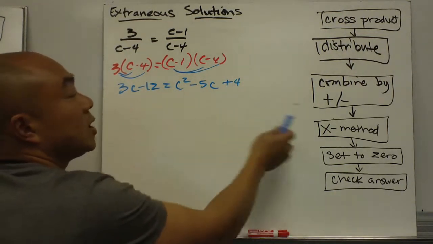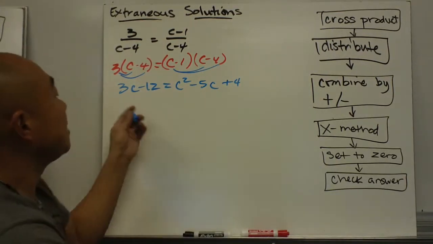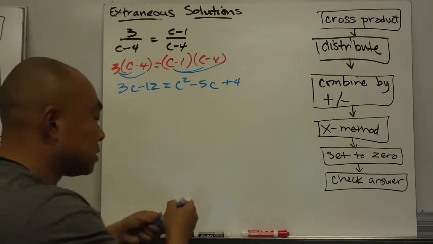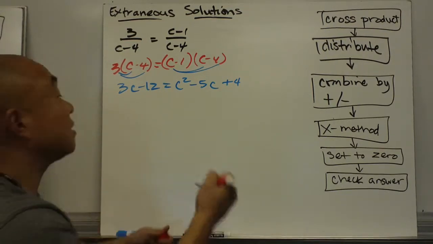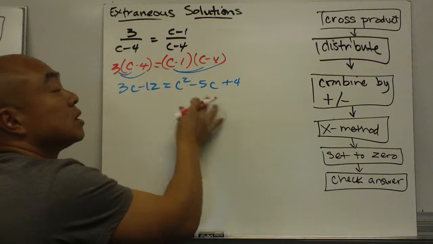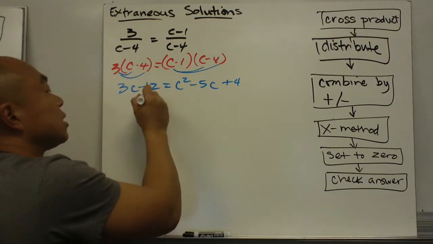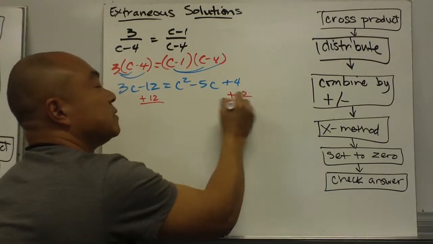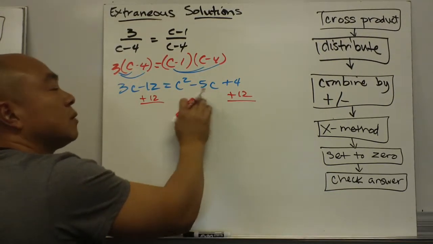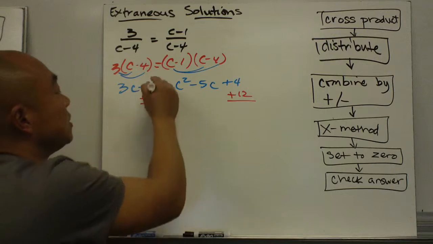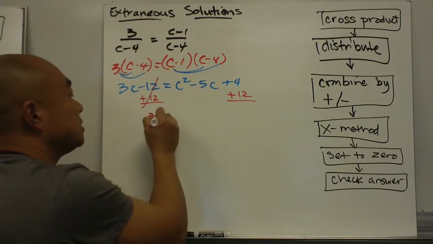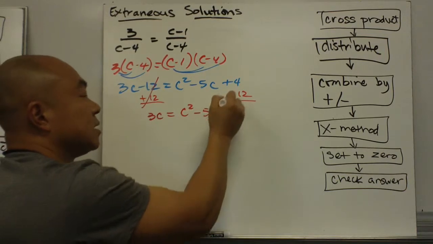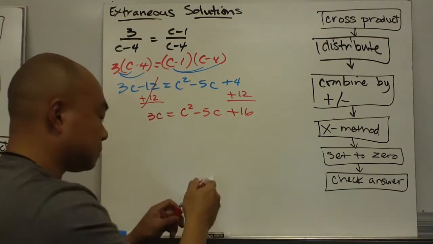Now we're going to combine by adding or subtracting on both sides. Since all of my numbers are on this side, I'm going to start subtracting and adding my numbers here to here. Make sure that you're combining like terms. Let's start off with the 12. I'm going to add 12 here. Since I'm adding 12 here, I can only add 12 to this. I can't add 12 to this or either one because they do not have the same variables. So that's gone. I now have 3c is equal to c squared minus 5c plus 16.